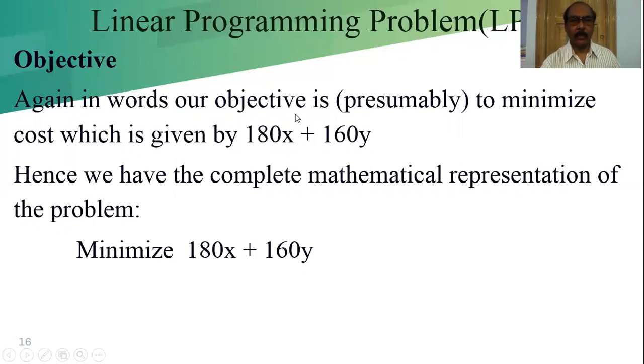These are the costs related to the mines X and Y, which we have to minimize. That's why 180x plus 160y should be minimized. Hence, we have the complete mathematical representation of the problem, as we can write: minimize 180x plus 160y. This is the objective function. So this is our objective. We have to minimize this. We can write here z equal to 180x plus 160y.